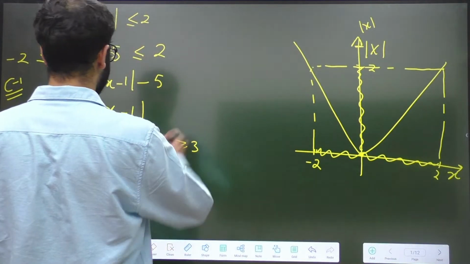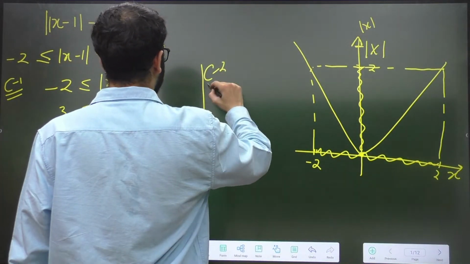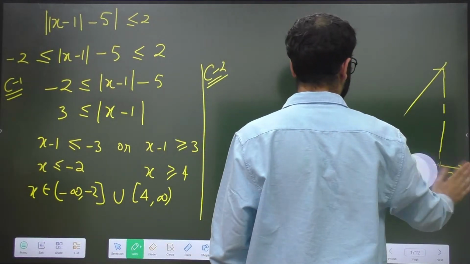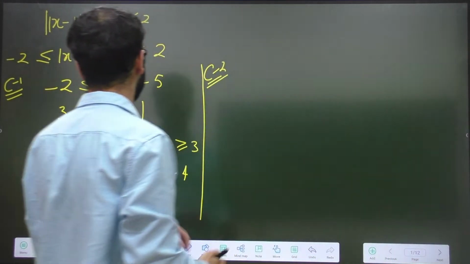Now let's try to visualize condition number 2. If I have to solve for condition number 2, let's have a look at this.